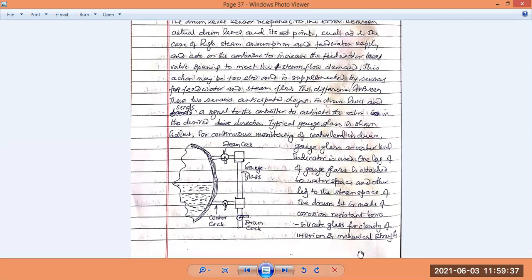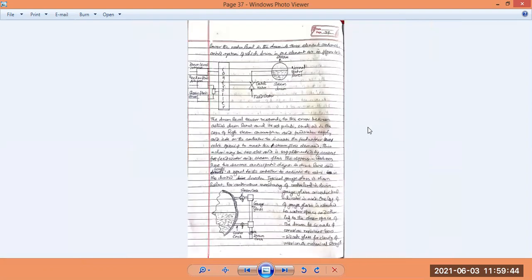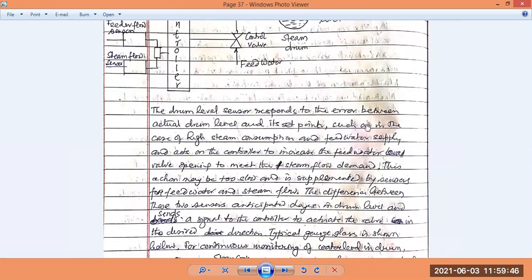So what we are doing here is sensing the level of the drum, and we are informing whether the drum level is okay. If it is okay, no problem. If it is not okay, we have to increase the feed water level to meet the steam flow demand. This reaction may be too slow, and it is supplemented by sensors for feed water and steam flow.